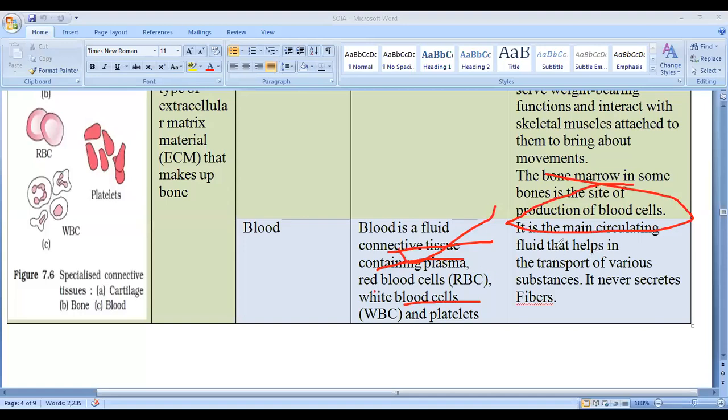Here it is the main circulating fluid that helps in the transport of various substances and gaseous exchange. One more very important characteristic feature of blood is that it never secretes fiber. Due to this, blood is present in the form of fluid. So this is the characteristic feature of connective tissue.